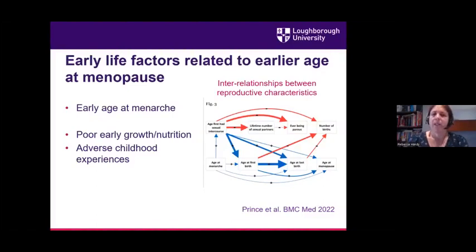There's also evidence that potentially poor early growth and nutrition and adverse childhood experiences are related, really harsh experiences such as abuse, but also stressful experiences such as parental divorce. We know that early life stressors can influence the stress response and hormones throughout the life course. So there is a mechanism as to why these early life stressors might have long-term impacts on reproductive function.